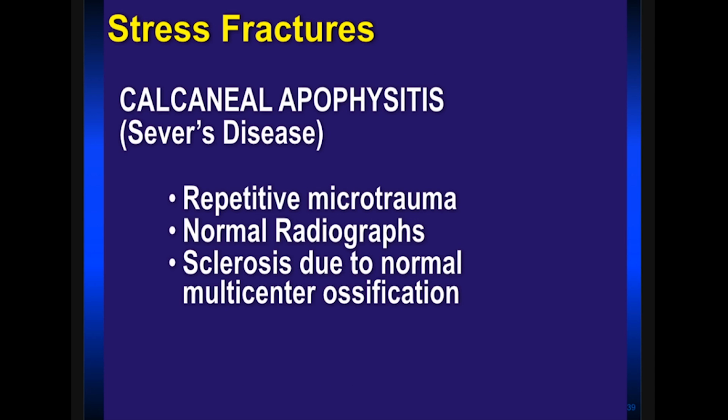What about Sever's disease? This is called calcaneal apophysitis, and so the apophysis onto which the Achilles attaches is the calcaneal apophysis. We see this problem with repetitive microtrauma. Radiographs are usually symmetrical. There is sclerosis of the apophysis sometimes, and oftentimes there is multi-center ossification of that apophysis.